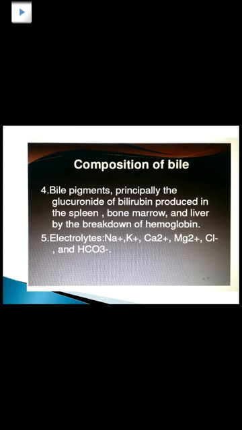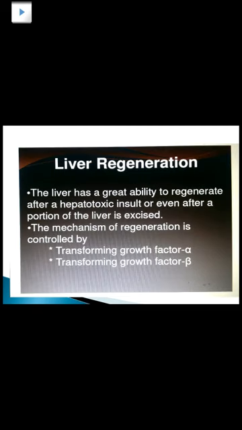So bile pigments, electrolytes: sodium, potassium, calcium. We'll move ahead here. Now what do you mean by liver regeneration?